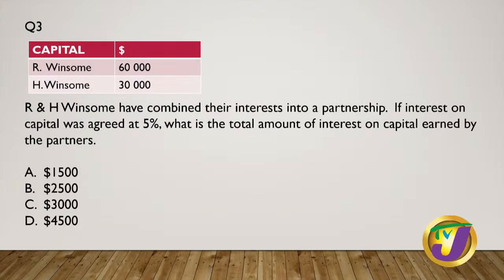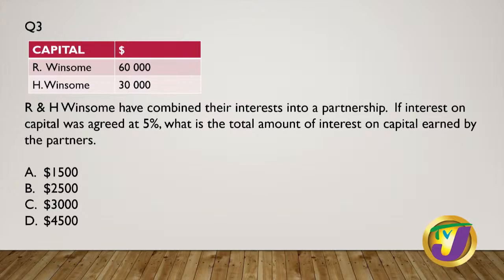Question 3, students, tells us that R and H Winsome have combined their interest into a partnership. And if interest on capital was agreed at 5%, what is the total amount of interest on capital earned by the partners? Look at the operative word, total. What is the total amount of interest?